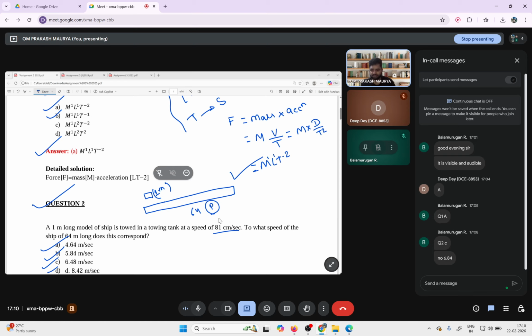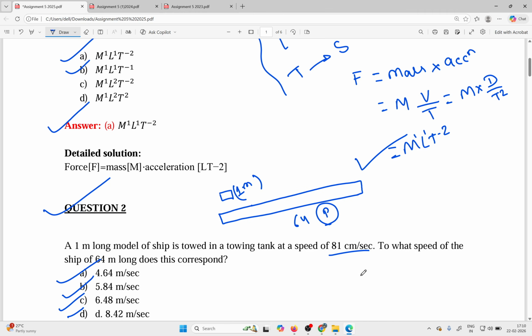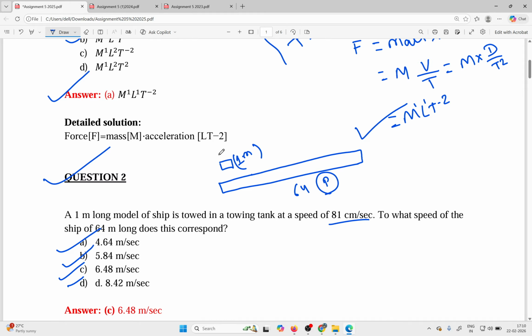Okay, so let me just explain to you. Here you have a 1 meter model ship, this is 1 meter, and this is your 64 meter ship. Now for this you have an 81 centimeter per second speed in the tank. So what speed do you need for this 64-meter long ship?